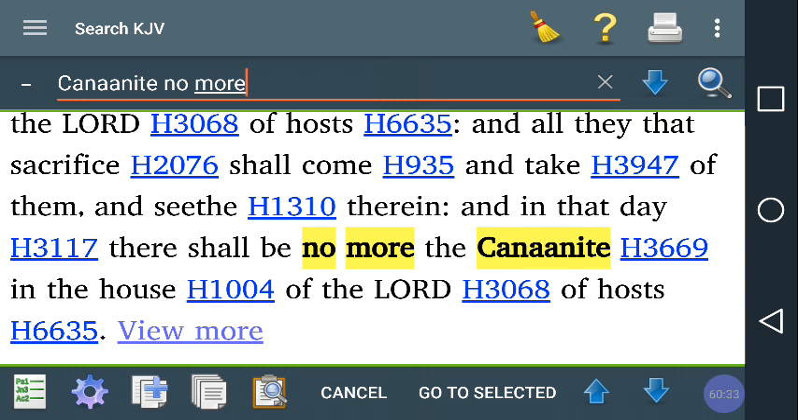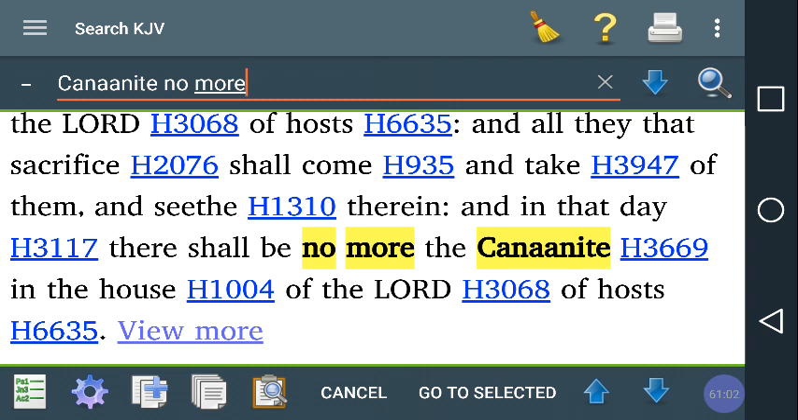Now, why is this important? This is important because, first point, the Canaanites are not the Israelites. The Canaanites are the European, the Indo-European peoples. And Edom is connected. Edom is actually the head of the Canaanites, but just the Indo-European peoples.